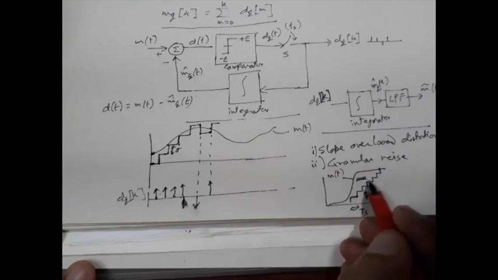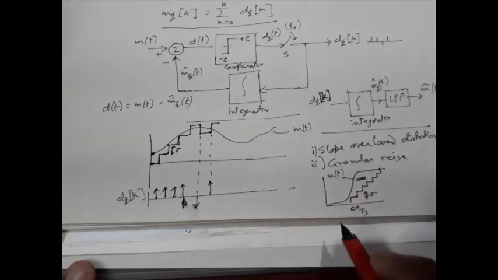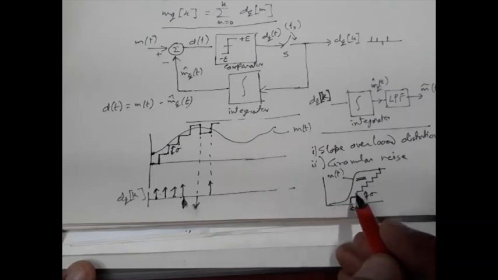and this is called the slope overload distortion. So slope overload distortion occurs when the slope of the message signal is very high compared to the slope of the integrator.